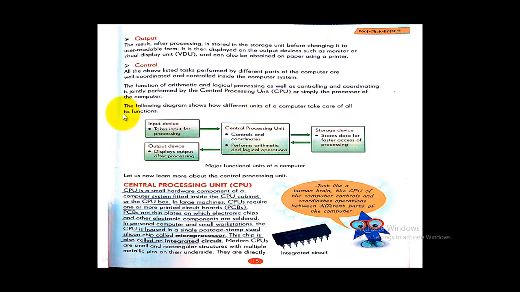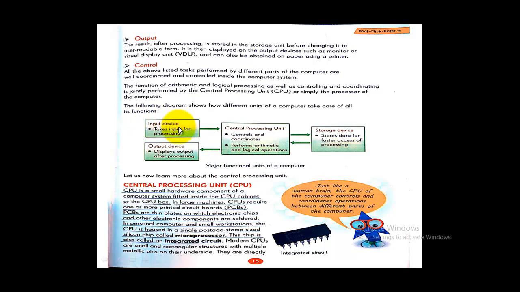Got it? The following diagram shows how different units of a computer take care of all its functions. This is shown in this small diagram here. Now the major functional units of a computer are the input device here, output here, central processing unit here, and storage unit also here. So these are the major functional units of a computer.